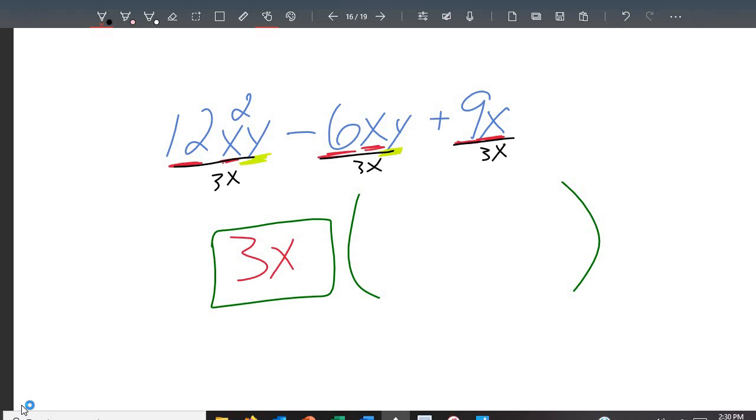Alright, so let's see. 12 divided by 3, we'll get 4. I take 1x away from x squared, I'm left with an x. And I've still got the y. Next one, I divide negative 6 by 3, we'll get negative 2. Take 1x away from 1x, the x's go away completely, and I'm left with a y next to this 2. Then 9 divided by 3 is 3, and I take the x away, and there's no more x's.